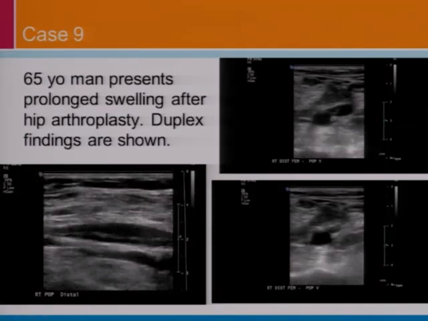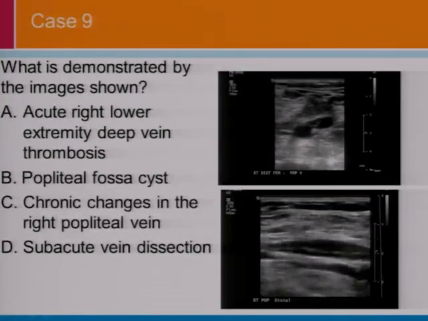A 65-year-old man presents with prolonged swelling after hip arthroplasty. The duplex findings are as shown. I'll give you a minute to look at that. What is demonstrated by the images? Acute right lower extremity deep vein thrombosis. Is this a popliteal fossa cyst? Chronic changes in the right popliteal vein, or a subacute vein dissection?